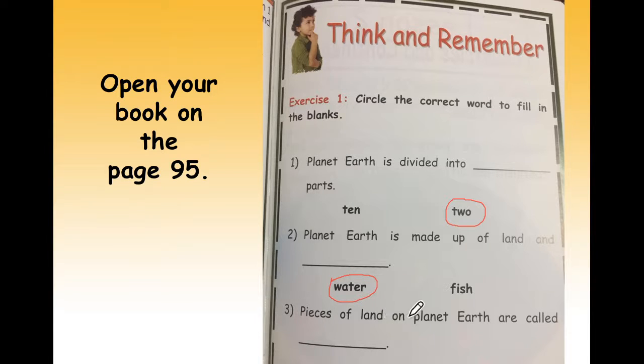Pieces of land on planet Earth are called what? Parts or continents? Do you remember the large pieces of land on Earth? What do we call these large pieces of land on Earth? Do we call them parts or do we call them continents? Of course, we call them continents. There are 7 large pieces of land and we call them continents.